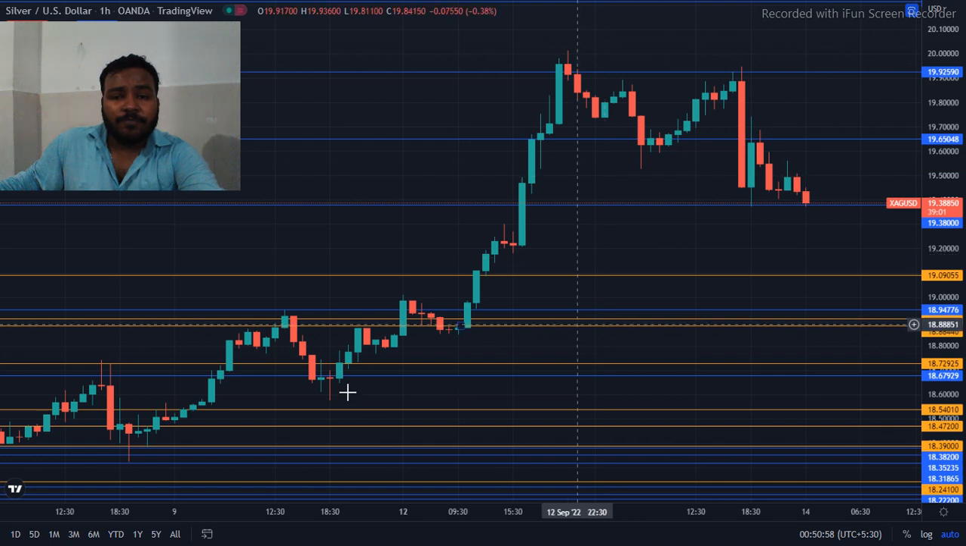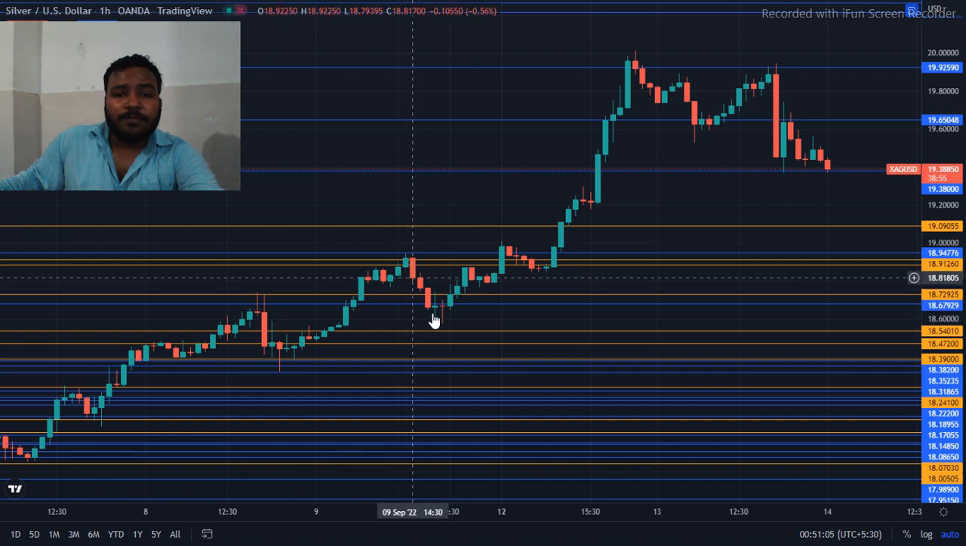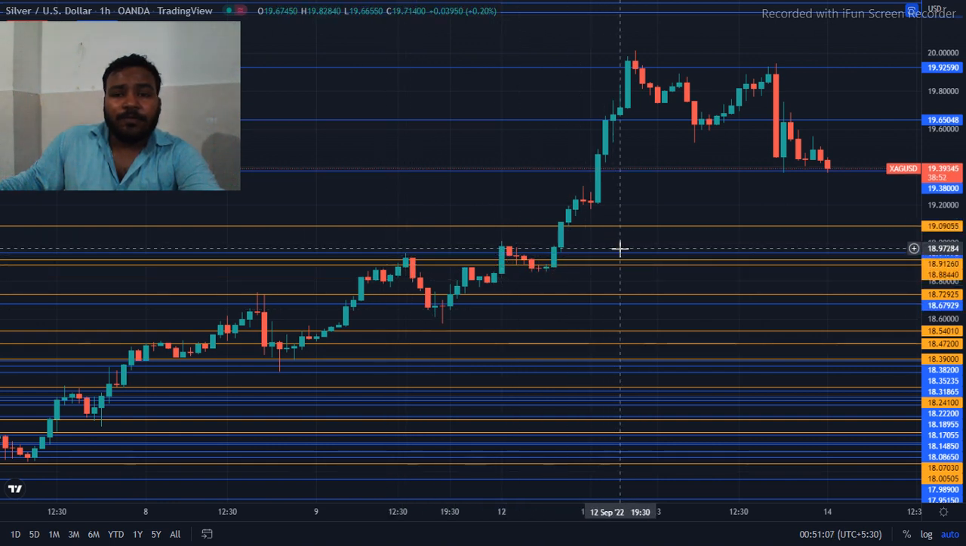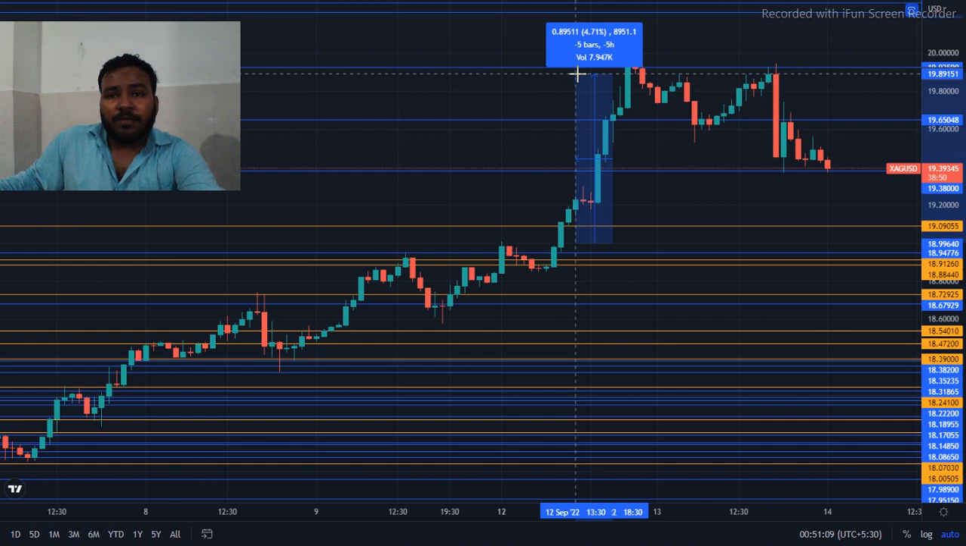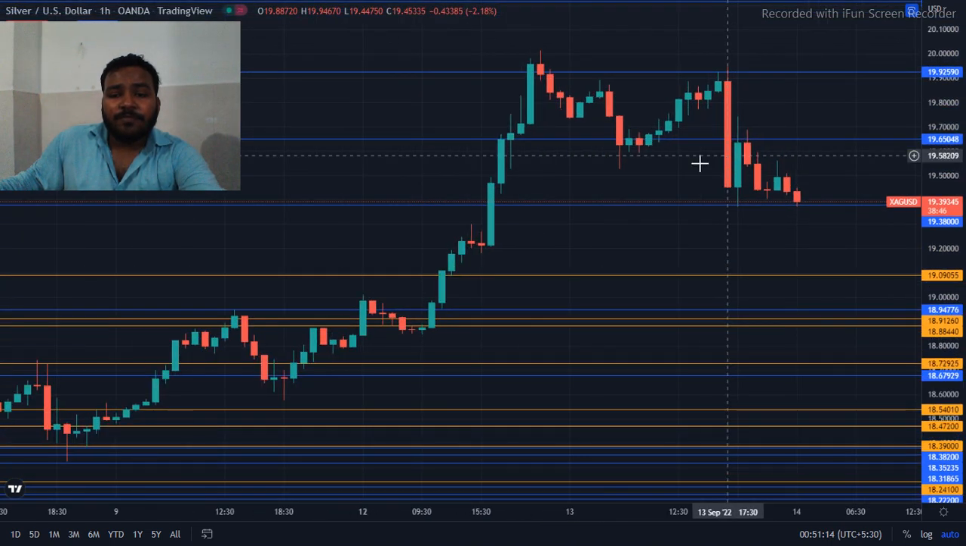This is silver. See, what a good plunge. Playing level, retest, retest, and a good plunge. Okay, entry above this, a good movement. What do you want from this? And today, consolidation, rejection, and fall.